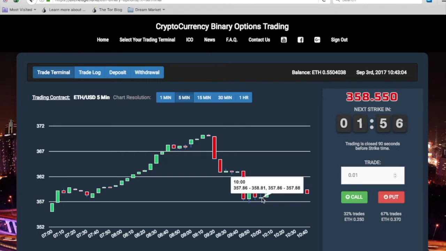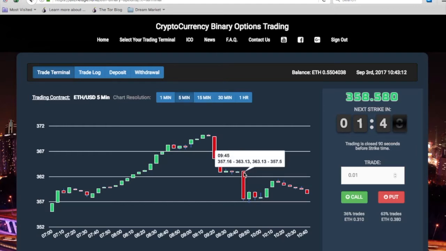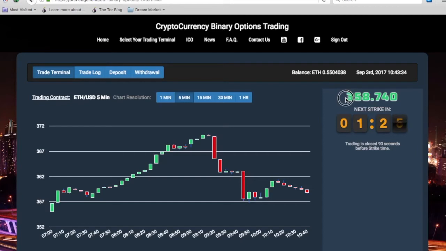Now the current price is displayed on top of the right half of the terminal, and it also changes colors, indicating the last change of the price. If the last change was up, the price is displayed green. If the last change was down, the price indicates red. There is also a fancy timer below that. We'll talk about it right after this.